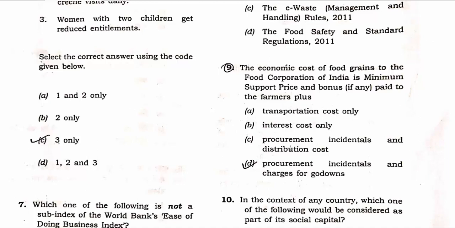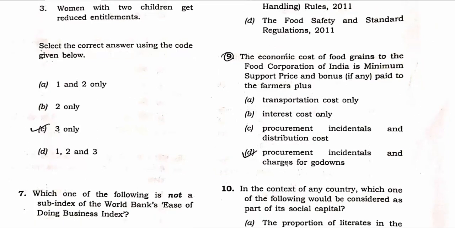If you see option C, it is procurement incidentals and the distribution cost. In this procurement, incidentals and distribution cost, again this is something which makes sense. And D, procurement, incidentals and charges for godown. To some extent they might get some godown charges also, but if you see in your budget part, it is clearly given as procurement, incidentals and distribution cost. For the 9th one, you can directly move on to option C, that procurement, incidentals and distribution cost is something added on top.